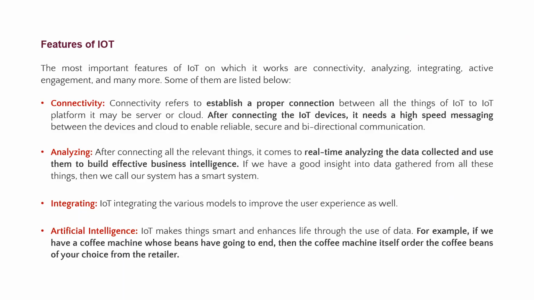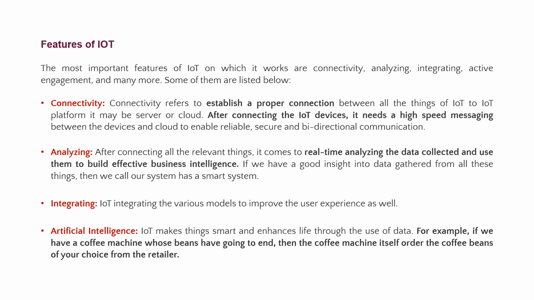So the features of IoT are, the first is connectivity. In connectivity, whatever devices are becoming part of the IoT infrastructure, there must be the establishment of a proper connection. After connecting the IoT devices, it needs high speed messaging. So for the connectivity of all the components, the things of IoT, we require hardware, different cables, maybe a breadboard, and also the Arduino programming application. So connectivity is the most important feature of IoT.